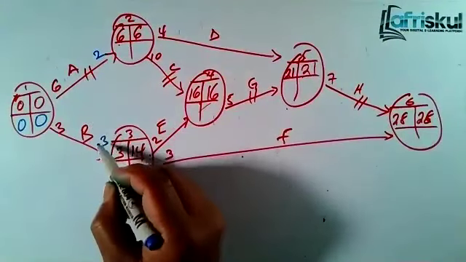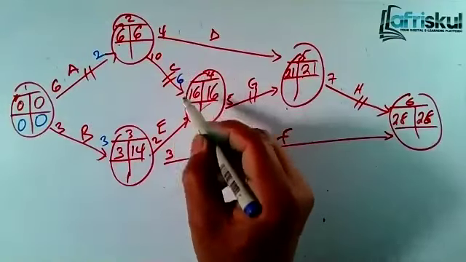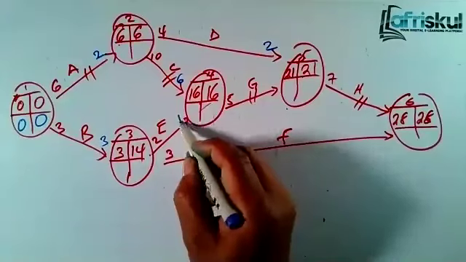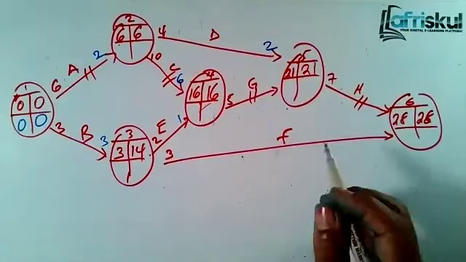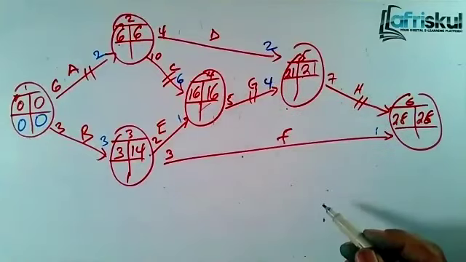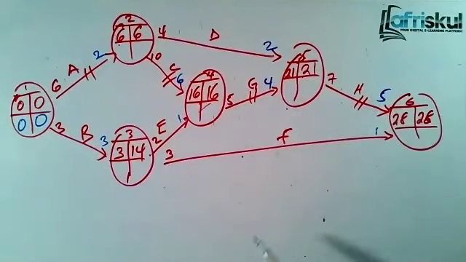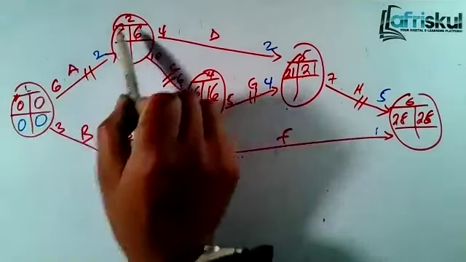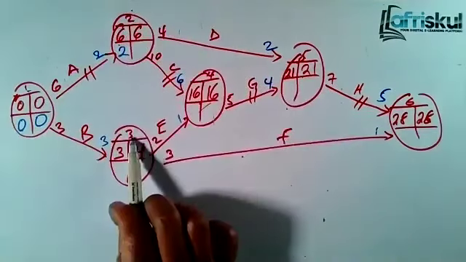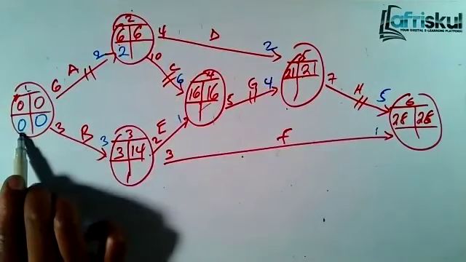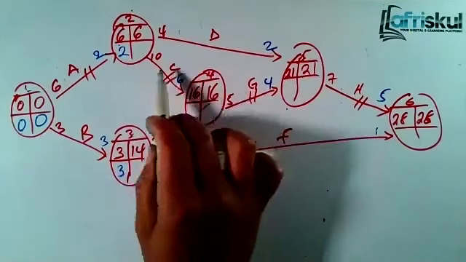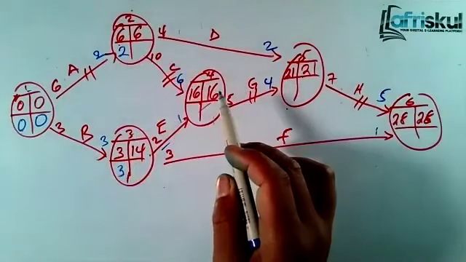Activity B was 3. C was 6. Activity D is 2. Activity E is 1. Activity F is also 1. Activity G is 4. And activity H is 5. So now let's perform that. So from 1 we go to 2. So it will be 0 plus 2. You get 2. From 2 we go to 3. So it will be 0 plus 3. From 3 we go to 4. 4 has 2 incoming variables. Take the highest.